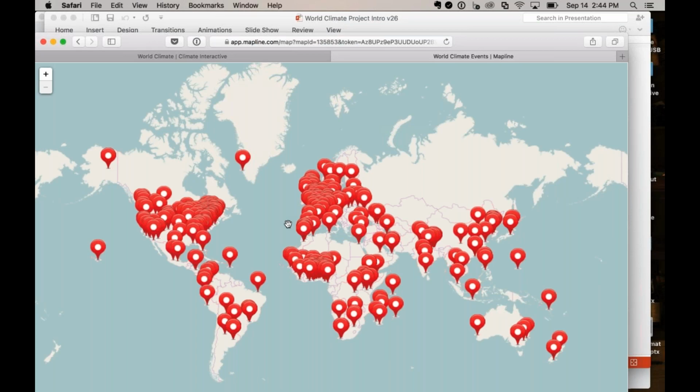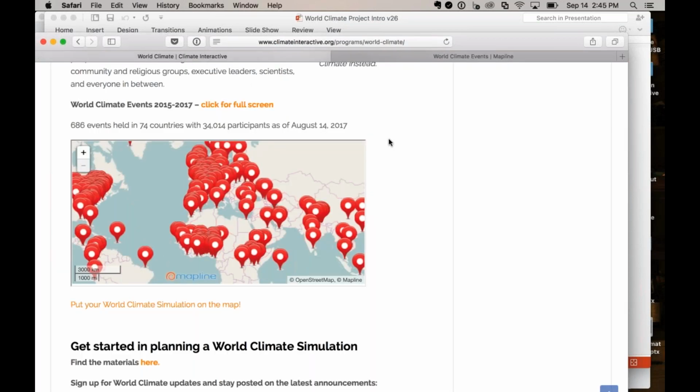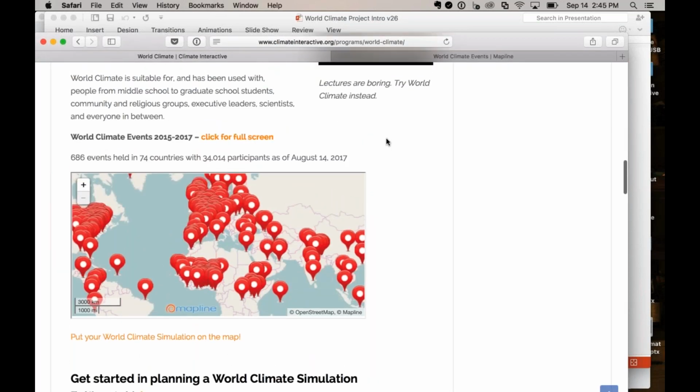It's a really wonderful effort to see how much enthusiasm and how many different people working with very different audiences around the world have found this simulation to be accessible and useful in their work. You can see actually the numbers I had on my slide are a little out of date. We're up to 34,000 participants as of a month ago, and over 686 events.